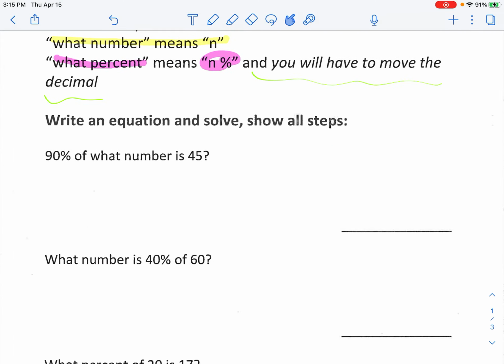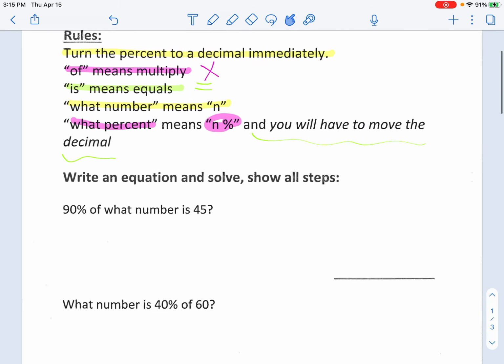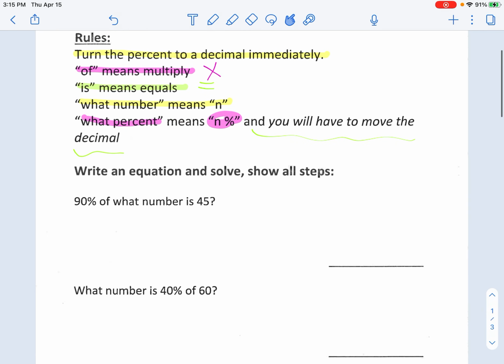Write an equation and solve. Show all steps. Okay, so we've got our rules at the top and the problem at the bottom. 90% of what number is 45? So the first thing it said, let me choose a different color. Okay, it says turn the percent to a decimal immediately. So 90% is 0.9.